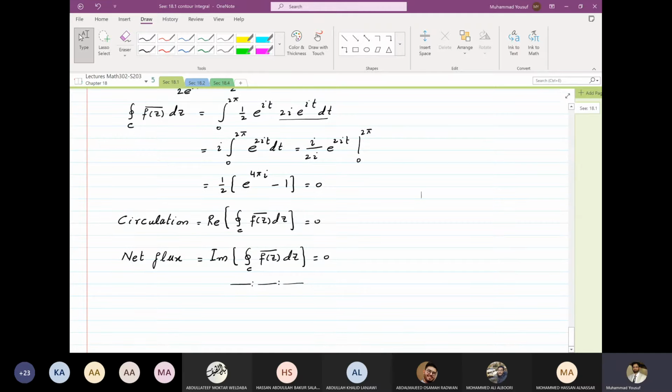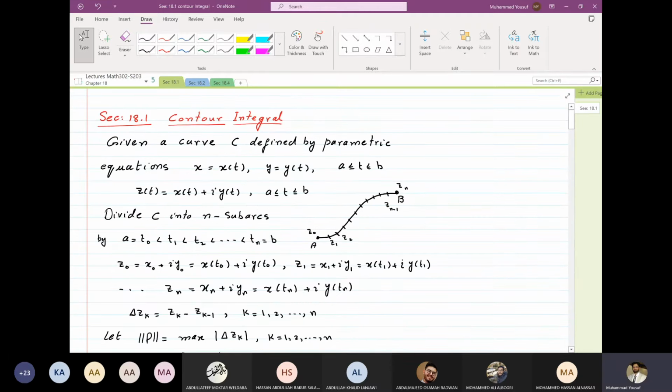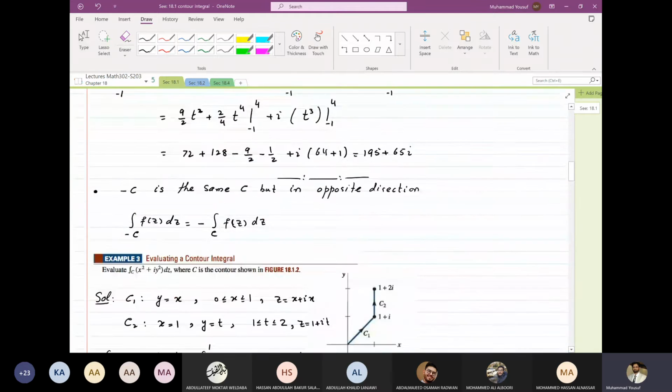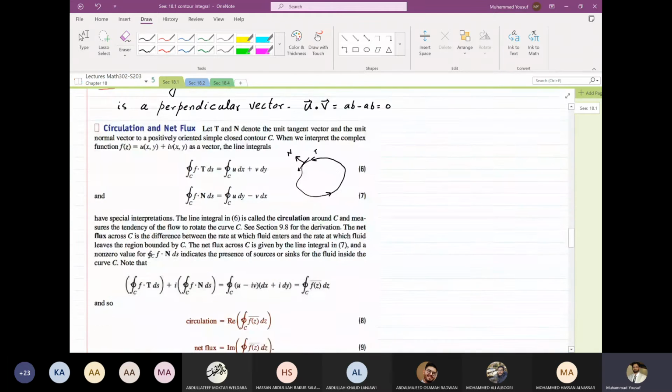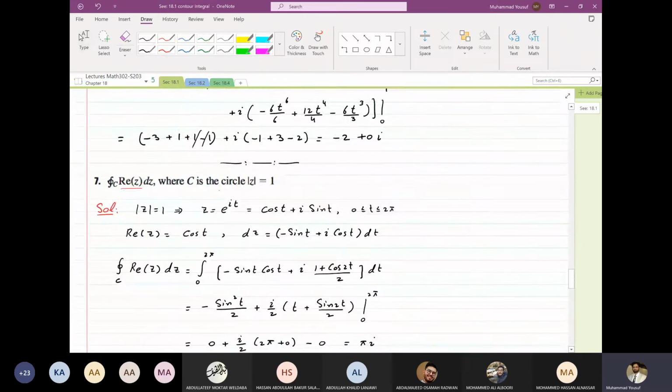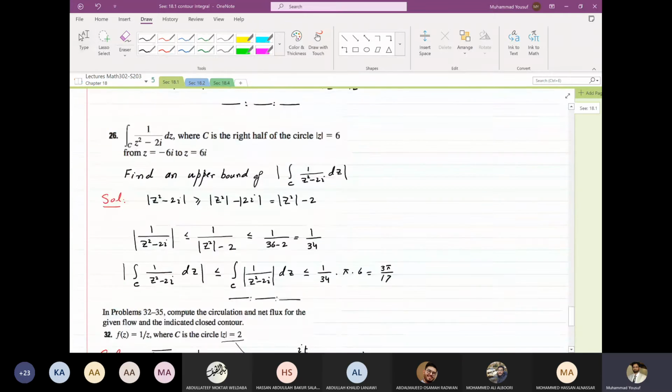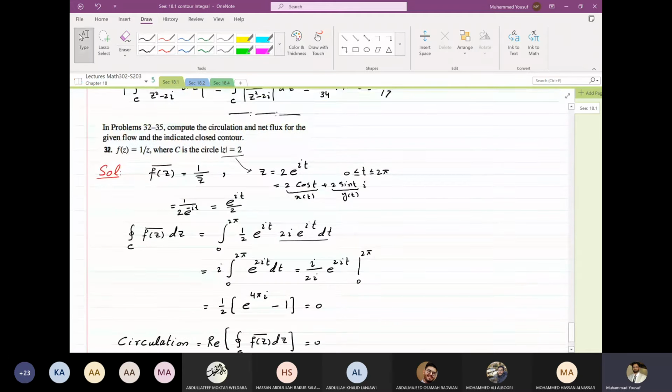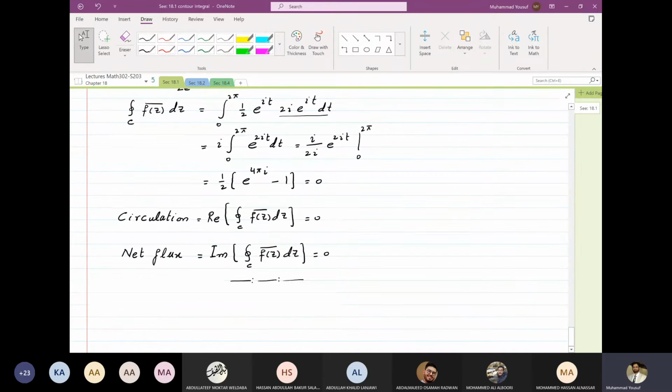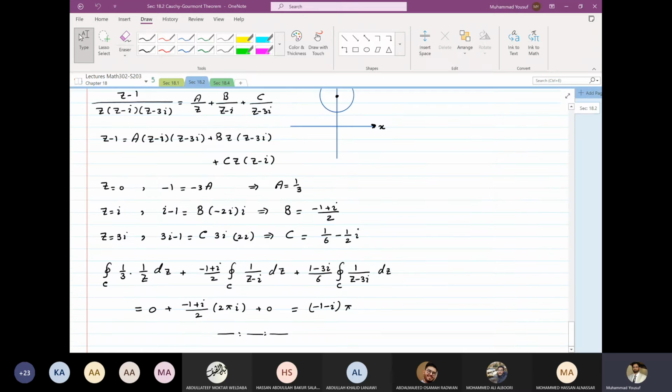So here are the questions from 18.1, finding the integral, and then the bound for the integral, and if, instead of f of z, we take f of z bar, then the final answer is circulation and net flux. I forgot to mention f of z with bar. Bar I forgot to mention. Okay. Next exercise we are doing is 18.2.